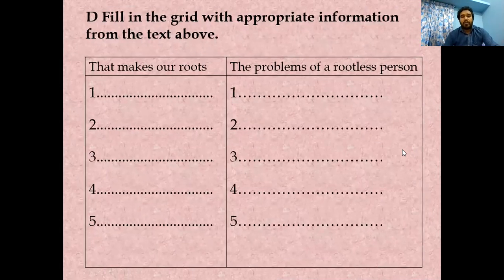Now there is another activity for you. Fill in the grid with appropriate information from the text above. That means you have to read the text again. And there you can see what makes roots and the problems of a rootless person. There are some points here. You have to read the text and find out some information as I have mentioned here. Actually, what makes our roots, you can point out some information, or you have to find out some problems of a rootless person and write them down here.